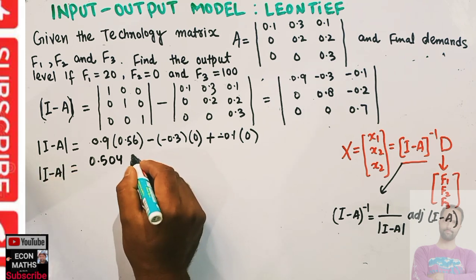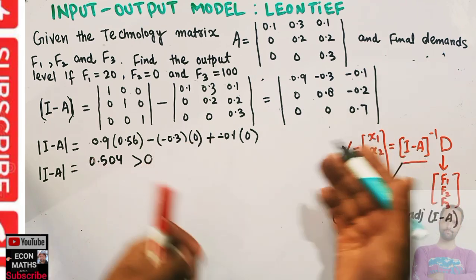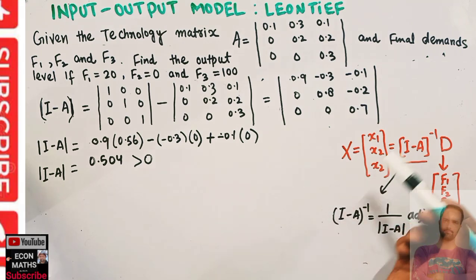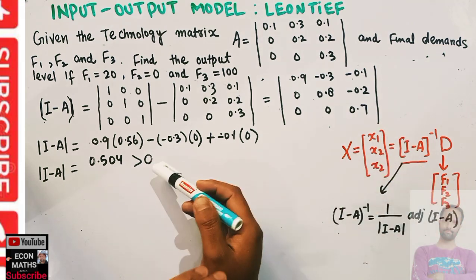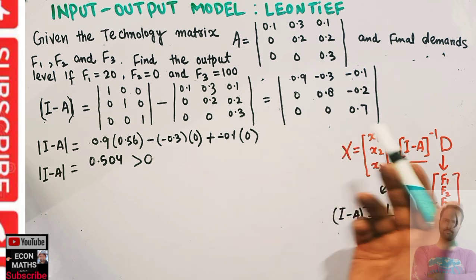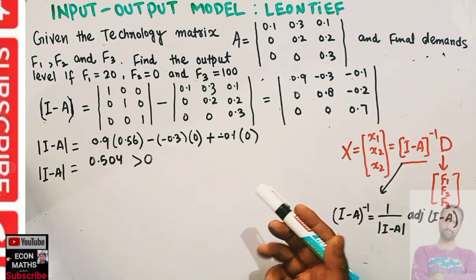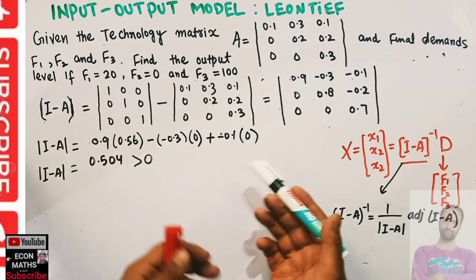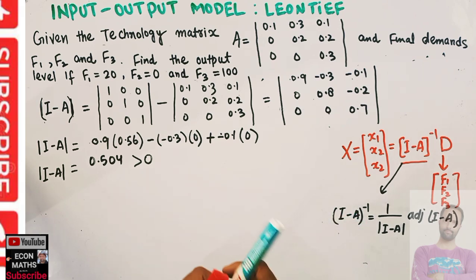Since it is positive, this system is feasible. We can proceed to get the values of x1, x2 and x3. If it was negative, then the system would not be feasible enough to do the further calculation. Since the determinant is positive, we can move further. So the first step was to find this I minus A.